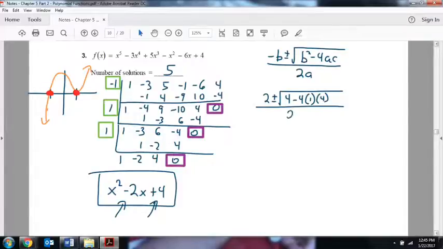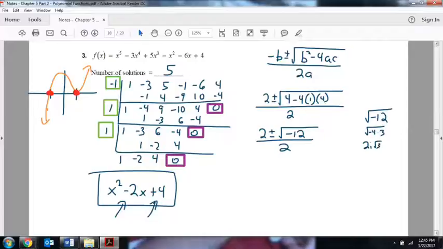2 times 1 is still 2. So here we go. That's 4 minus 16, that's negative 12. So that's 2 plus or minus the square root of negative 12 over 2, which I'm going to go over here and just reduce the square root of negative 12 real quick. Negative 12 is what? 4 times 3. That's negative 4 times 3, which makes that a 2i on the square root of 3.